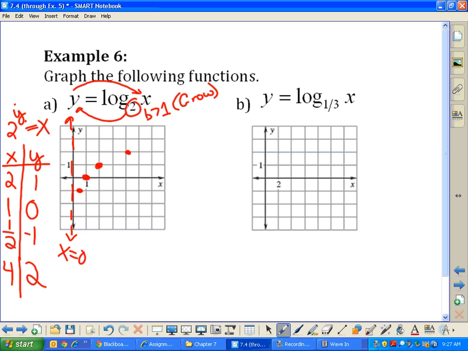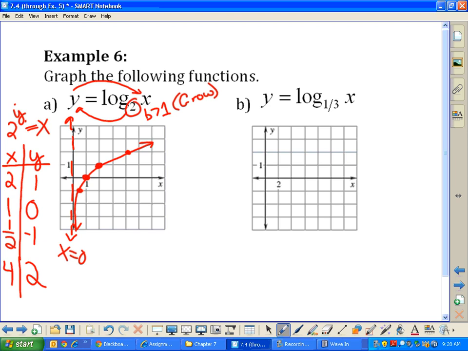We can't even touch this line. We can't even cross it. So what we get is this sort of reflected exponential function that gets really, really close to the line x equals 0, but it can't cross it. So that's the graph, but I'm not quite done.